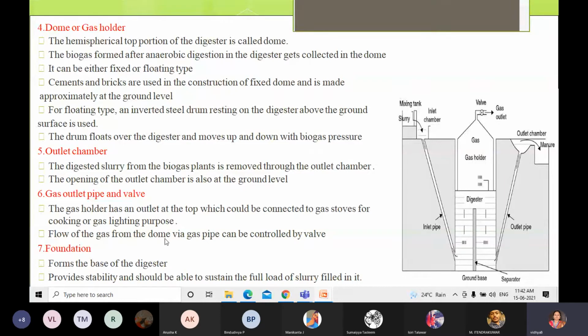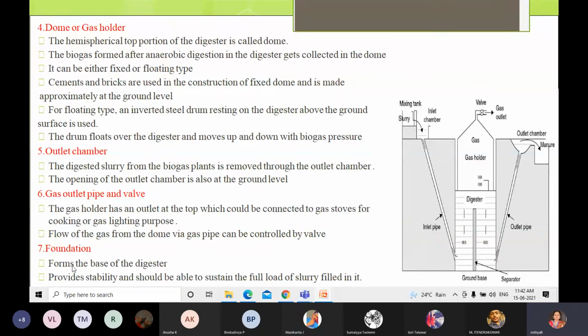The flow of the gas from the dome via the gas pipe: this is a gas pipe. It can be controlled by a valve, whether we want more gas or a small amount of gas. Okay, we can control it through the valve.